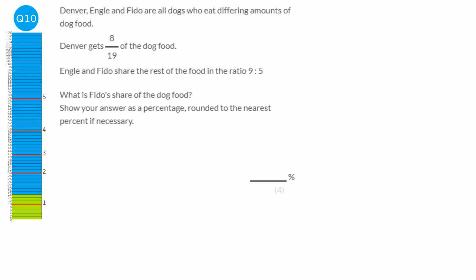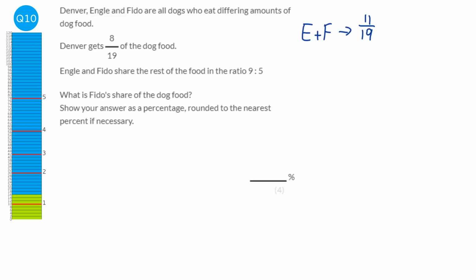The first piece of information I'm going to focus on is the fact Denver gets 8/19. Denver gets 8/19, that means that Engel and Fido together must get 11/19 because they have to add up to 1. So we're only looking at 11/19.